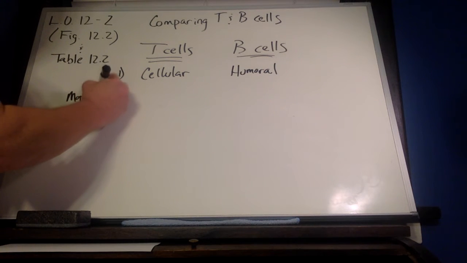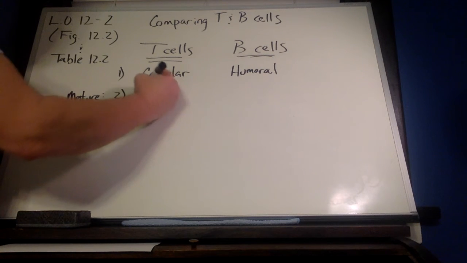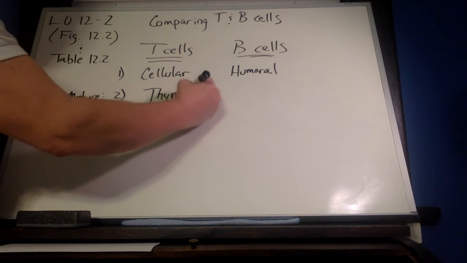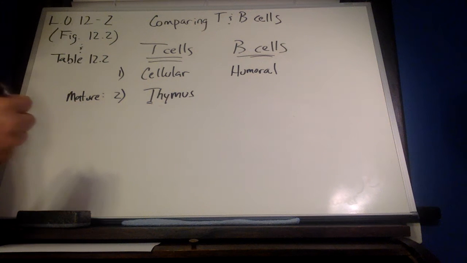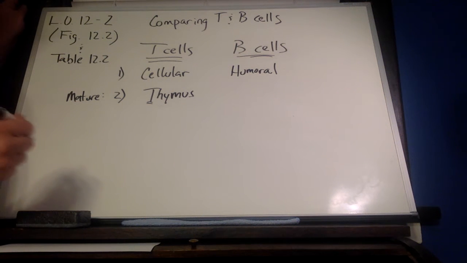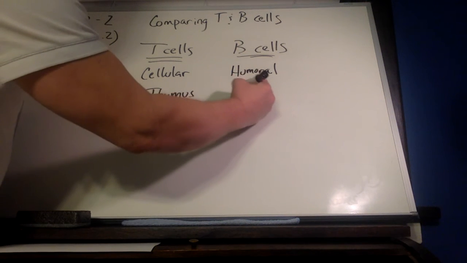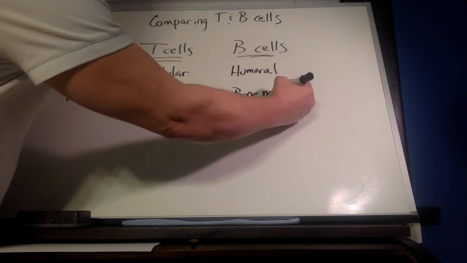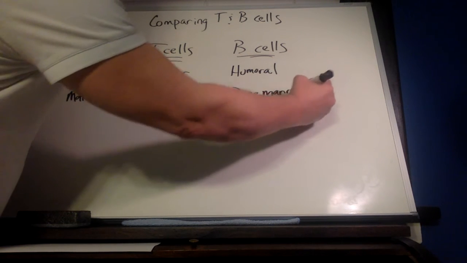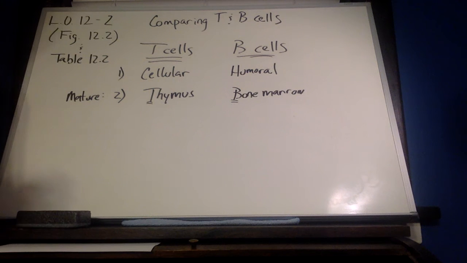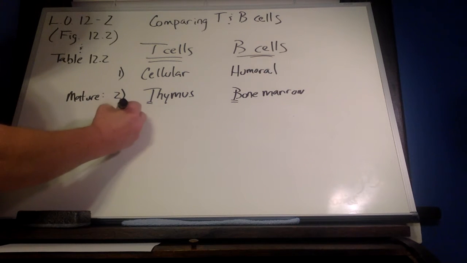Where they come from, their origin, I should say their maturation. So, where do they mature? T cells are going to mature in the thymus. That's why they're called T cells, because thymus starts with a T. Whereas B cells are going to mature in the bone marrow. And they're called B cells because bone starts with a B. Both of them are going to be found in the lymphatic system.